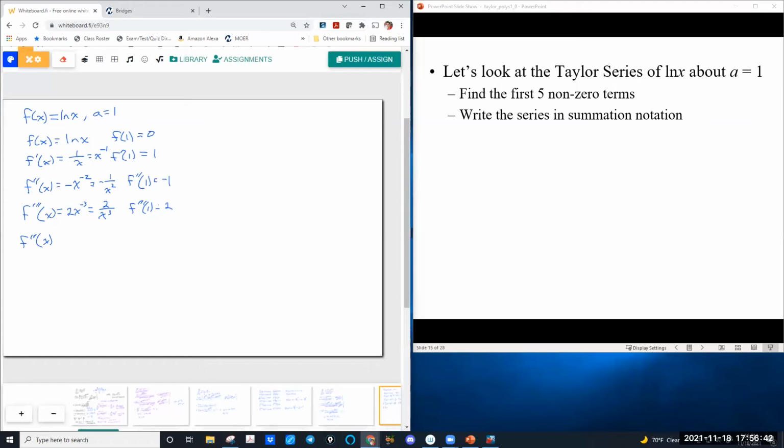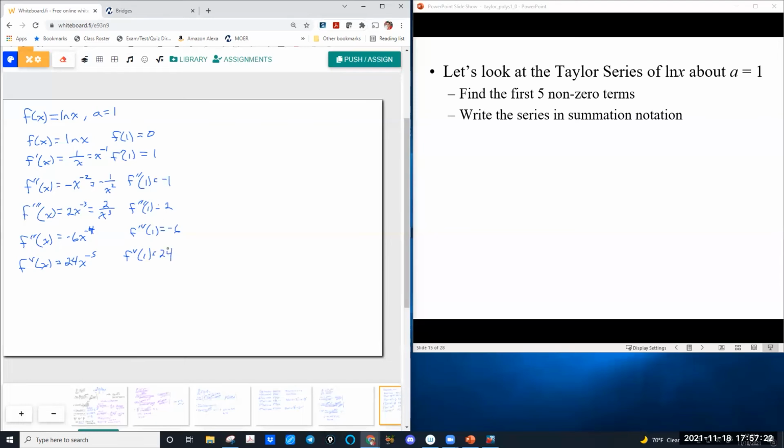F to the fourth derivative, negative 6, x to the negative 4, the fourth derivative evaluated at 1, so it's a 4, not a 9. I mean, anytime we put 1 on this, it's just going to come out to be 1, so it ends up being negative 6. The fifth derivative, negative 4 comes down times the negative 6, we get a positive 24, x to the negative 5th. So the fifth derivative at 1 is 24.